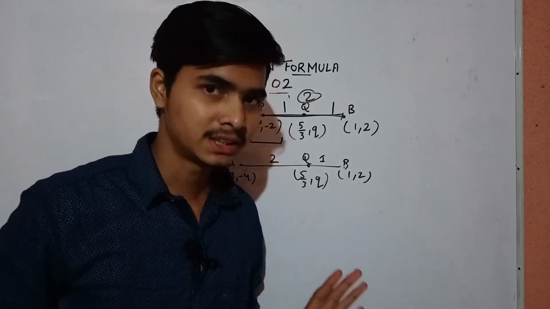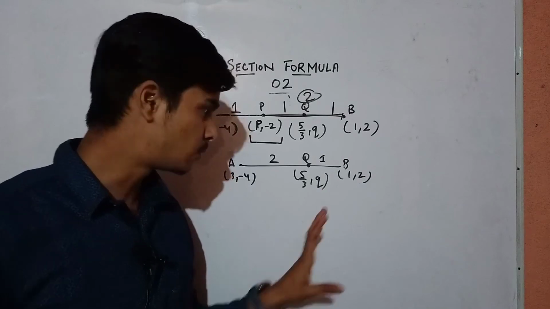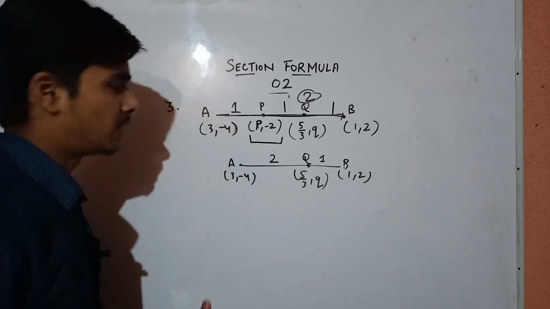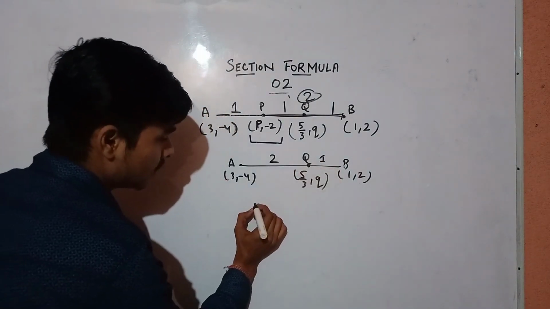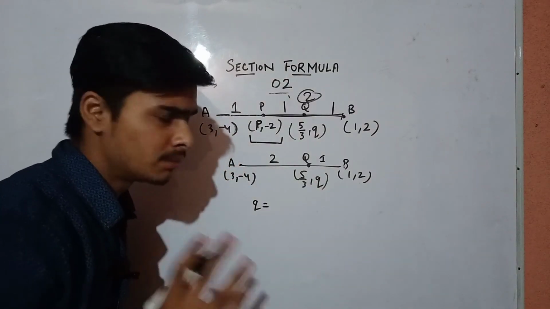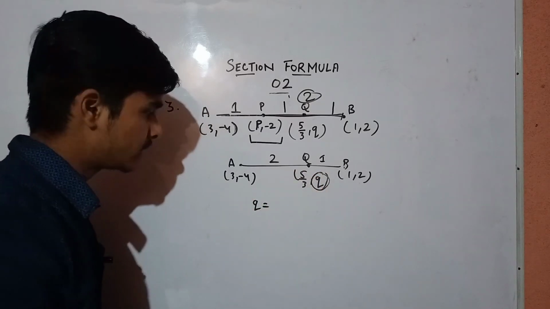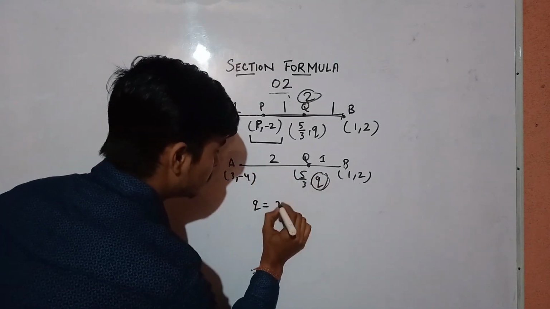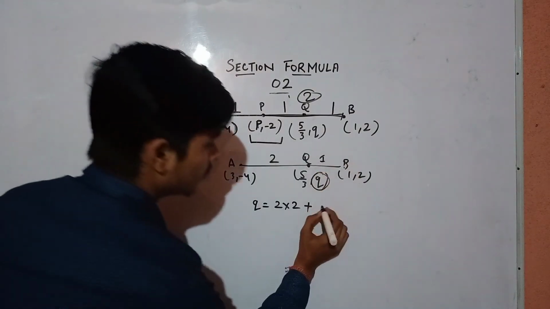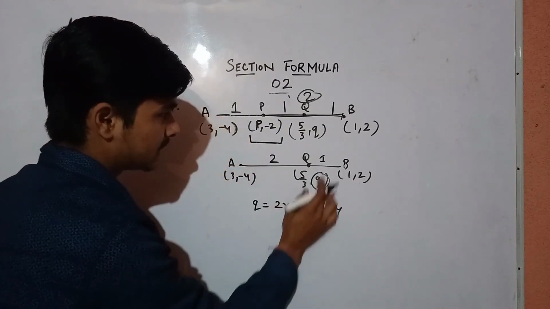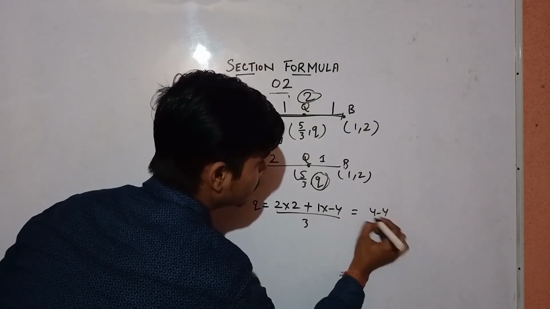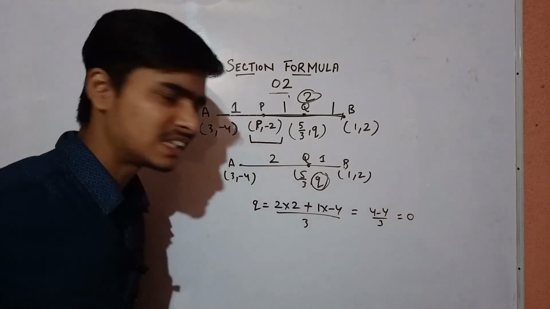Now what do we need to find? q, which is the y coordinate of point Q. So why would we take x? Directly we will be taking q. So the formula will be m into y2 plus n into y1 divided by m plus n, because we just need to find q. Okay, understood? So 2 into 2 plus 1 into minus 4, divided by m plus n, which is 3. So 4 minus 4 divided by 3, and we have the answer as 0.